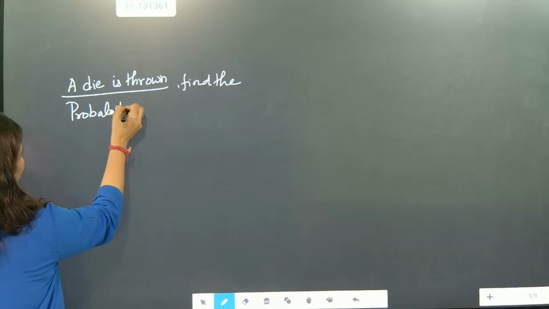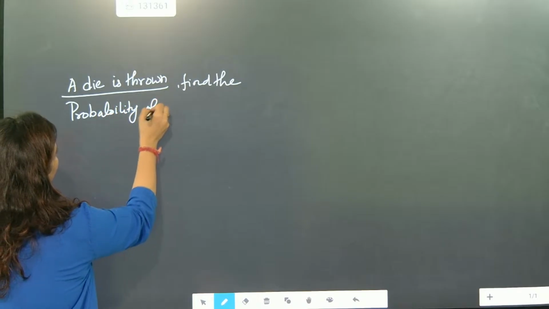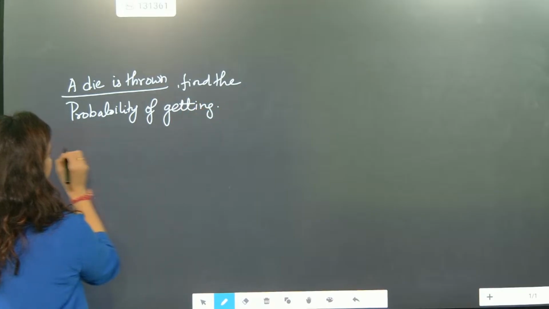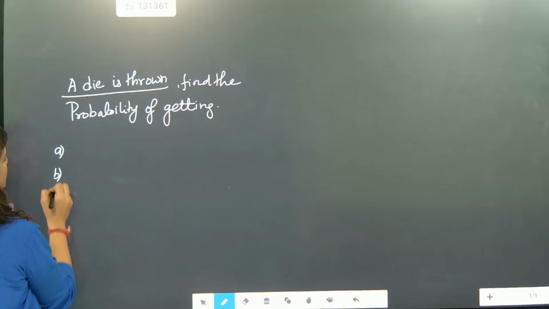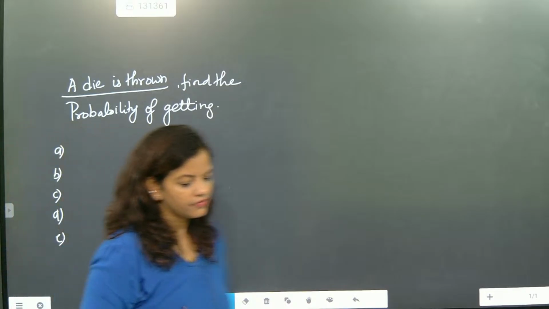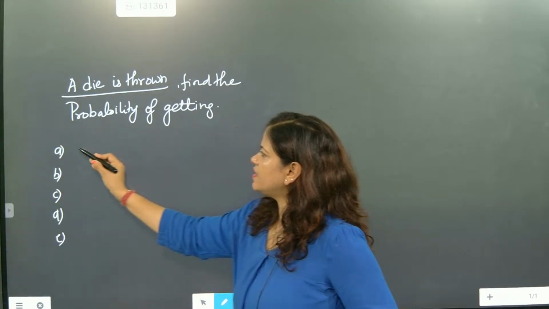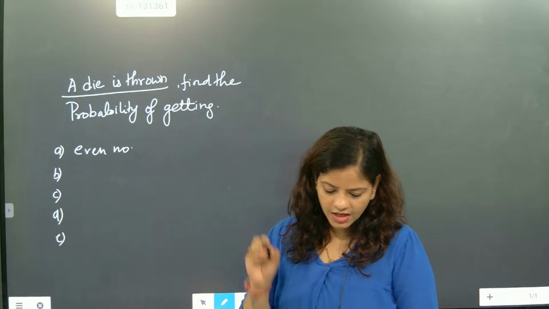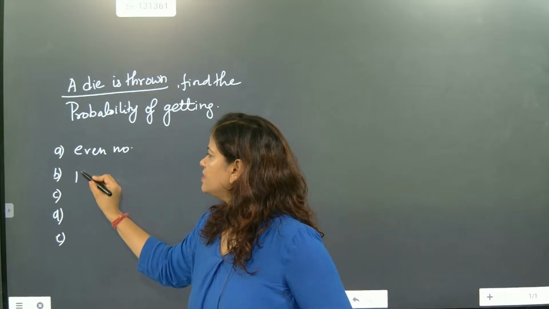Find the probability of getting. First, I started with a very simple question. There are five questions in this. Find the probability of getting an even number. In short, I am writing. Second one is a prime number.